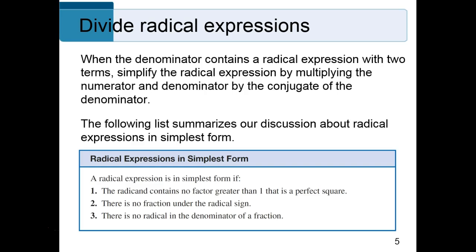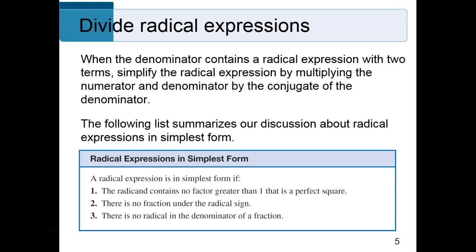When the denominator contains a radical expression with two terms, simplify that radical expression by multiplying both the numerator and the denominator by, guess what? Our good old friend, the conjugate of that binomial. That's what we do. Why? When you multiply that denominator by its conjugate, what do you get? A rational number. Not irrational anymore, rational. Okay? You get rid of the radical in the denominator.